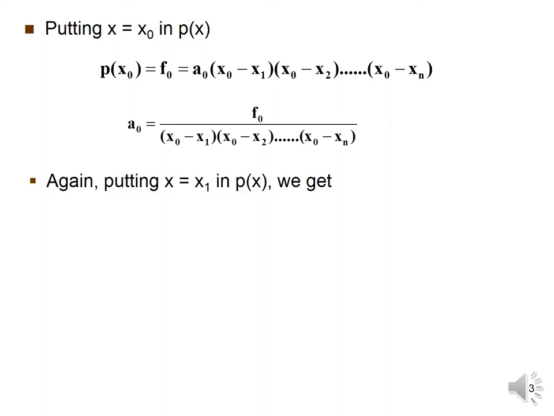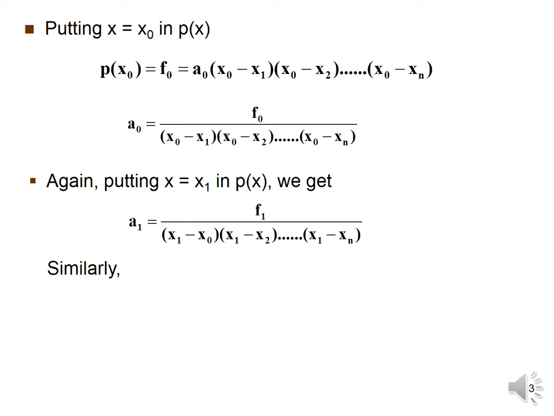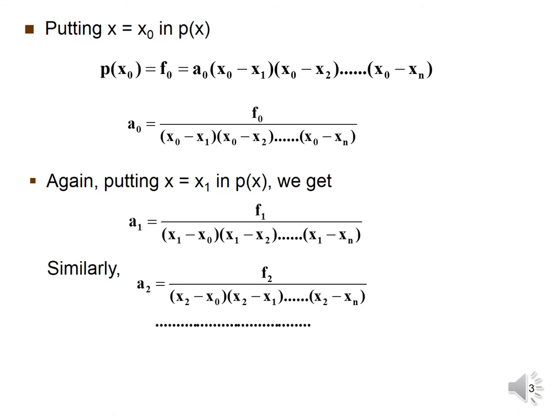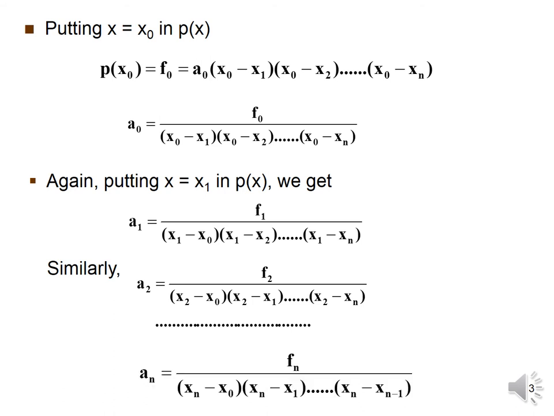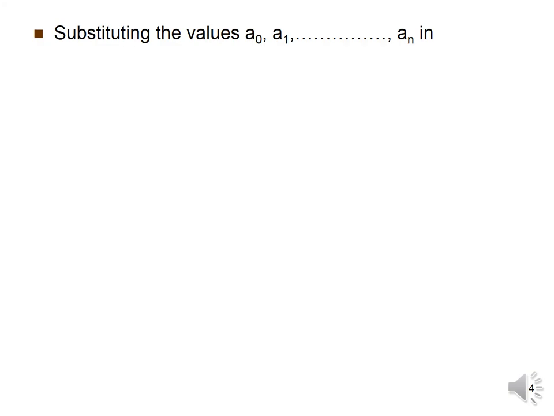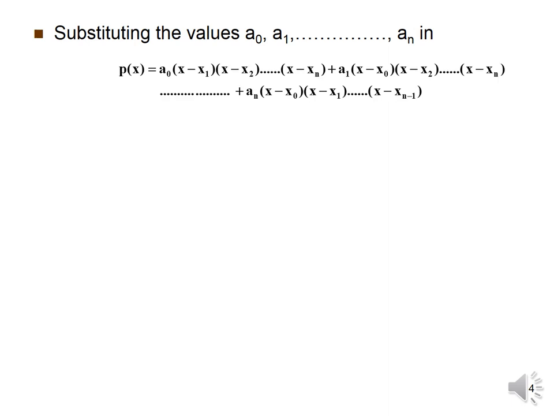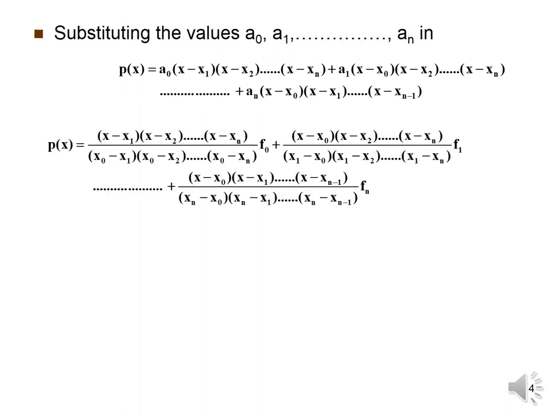Now we calculate with x is equal to x1 in the polynomial. We put this value and find out the value of a1. So we got a1 as this. Similarly, we can put x is equal to x2 and we can find out the value of a2. And finally we put x is equal to xn and find out the value of an. All these values, substituting the values of a0, a1, an in the p(x), which is the polynomial we had assumed, we get the Lagrange interpolation formula, and this is the interpolation formula.